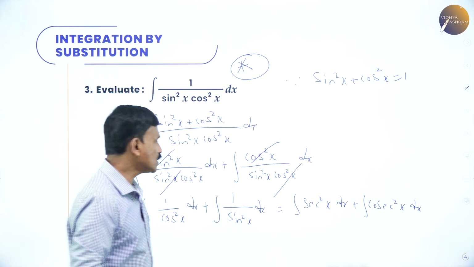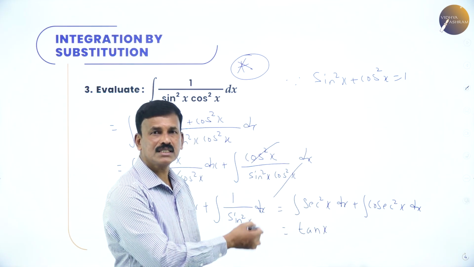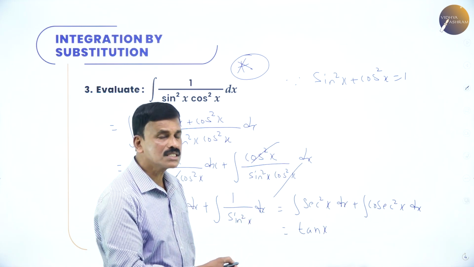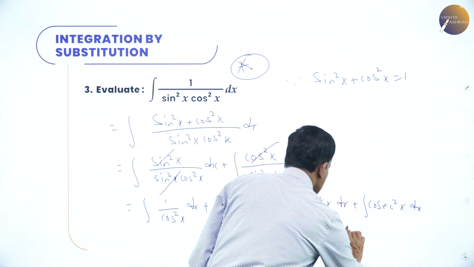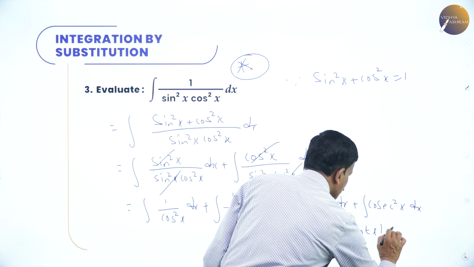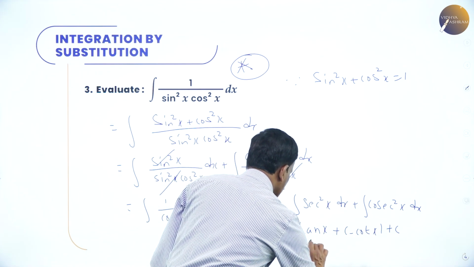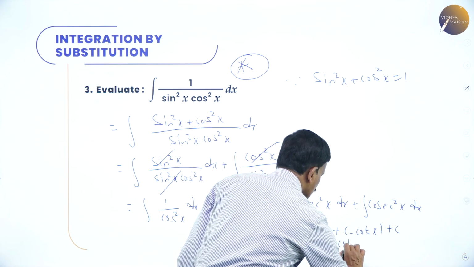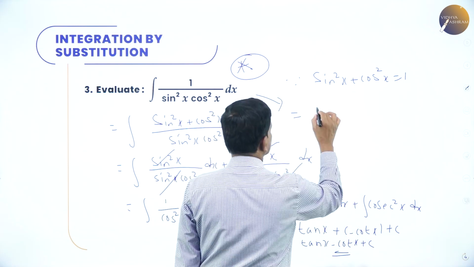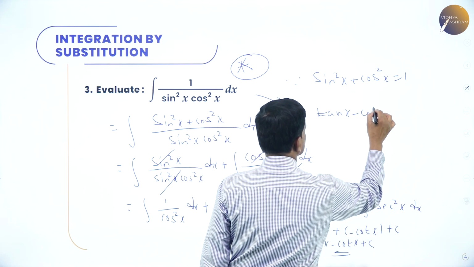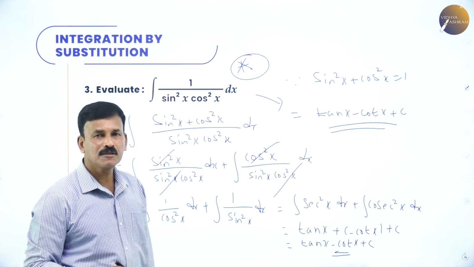Now what is the integral of secant square? It is tan x, right? Differentiation of tan x is secant square, so the integral of secant square x is tan x. Again, the integral of cosecant square x is minus cot x plus c, right? What is the differentiation of cot x? Minus cosecant square. So this can be written as tan x minus cot x plus c, which is the integrated answer. That's it. Very simple problem indeed and important, right?